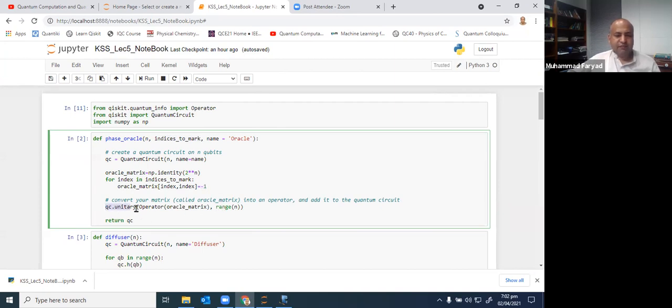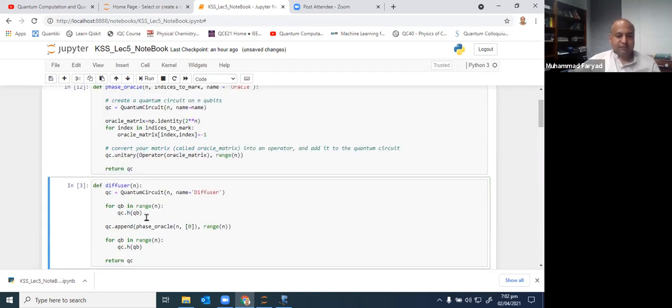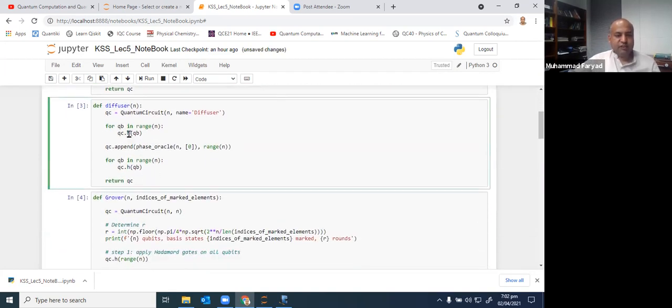Okay, and then this is a way of converting a matrix to a unitary operator, because in the circuit we have to have everything in operator shape. So this command operator can convert this oracle matrix, which is just a matrix, into this unitary operator. And then I have this diffuser circuit. Diffuser circuit is very simple. This is also a function that takes n qubits as an input, and then it has this quantum circuit, which I'm calling diffuser, giving it a name.